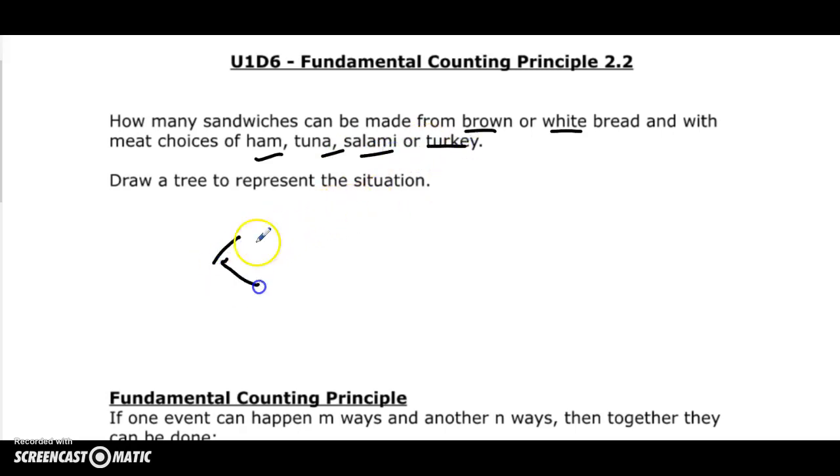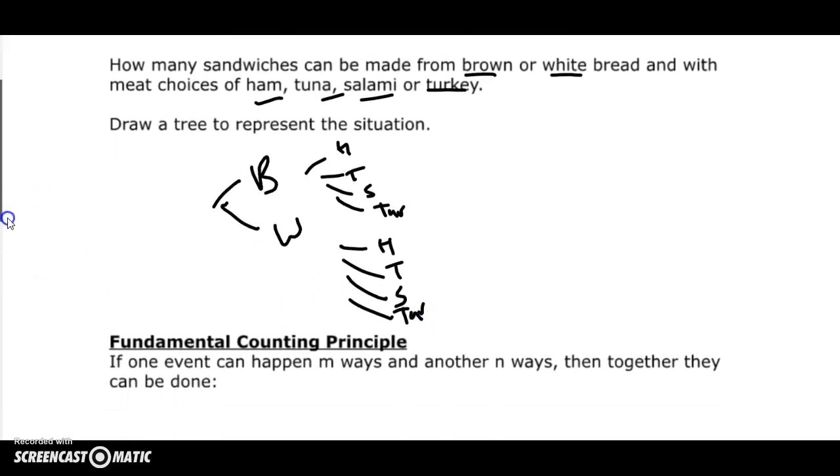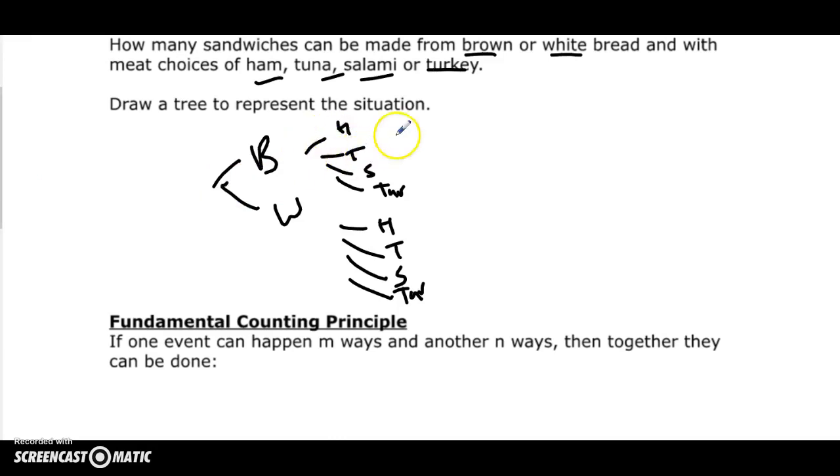So the first option is brown or white bread, and then we're going to go with ham, tuna, salami, turkey. I'll put TU for turkey. Oh no, tuna is also TU, so that's turkey. Ham, tuna, salami, turkey. Okay, so that's that. Next question: we want to figure out how many different ways this can be done. If you count the ends here, it's 8.